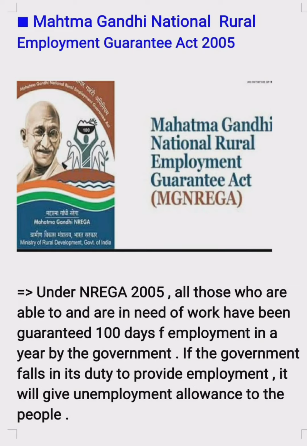The central government of India made a law implementing the right to work in about 625 districts of India. It is called the Mahatma Gandhi National Rural Employment Guarantee Act 2005. Under this act, all those who are able to and are in need of work in rural areas are guaranteed 100 days of employment in a year by the government.